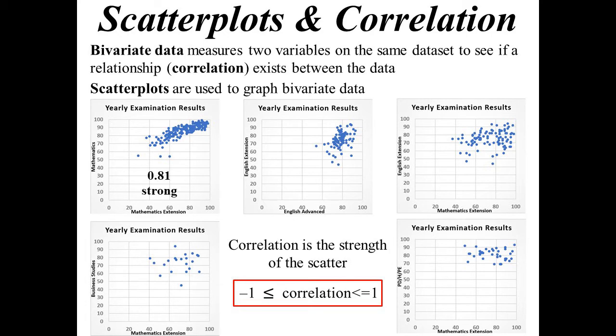Turns out for our first one there, maths versus maths extension, 0.81, and that would be considered a strong relationship. The English extension is a moderate one, 0.49. When you then go English versus maths, there's a weak relationship on that data. And the business studies versus maths ended up being 0.01, so there's virtually no correlation there whatsoever. And the PE and the maths, again interesting, actually turned out to be a negative correlation. But again, it's a weak relationship, so I don't think it's fair to assume that just because you go good in one, you won't go good in the other.